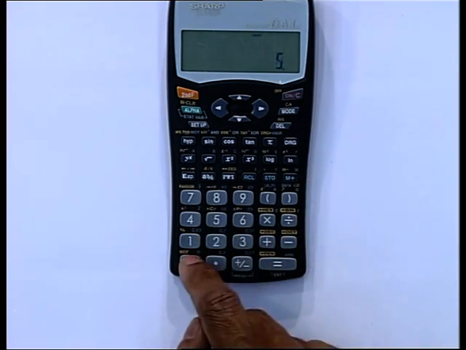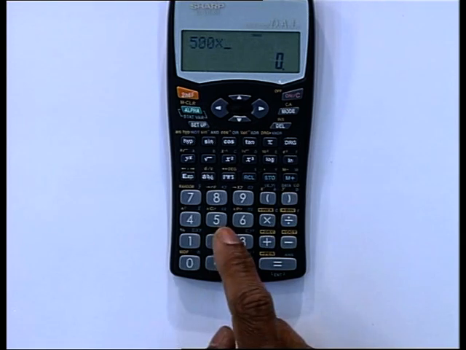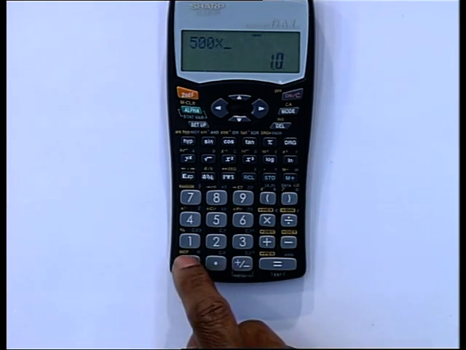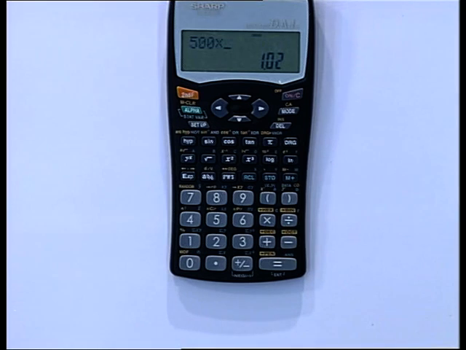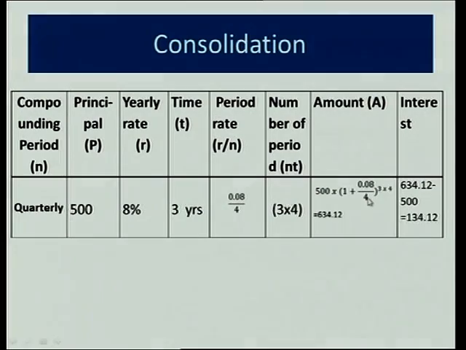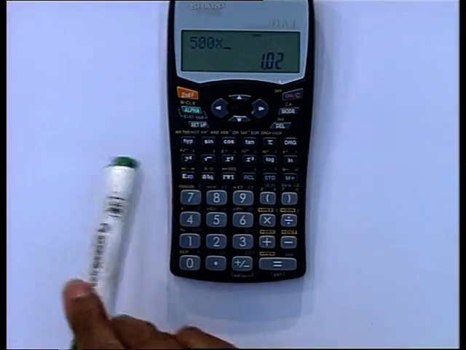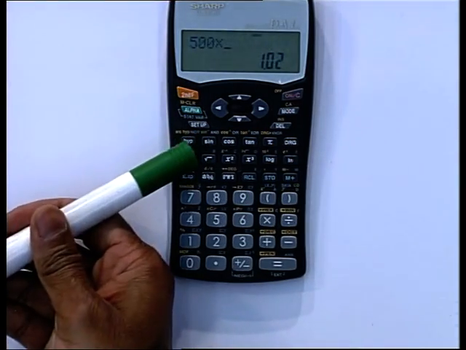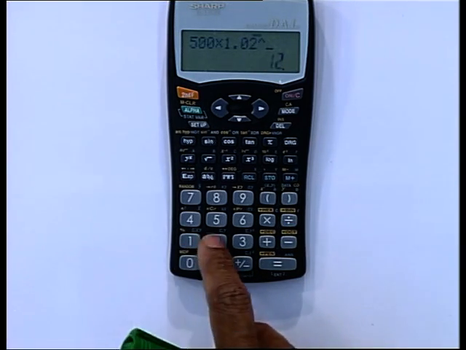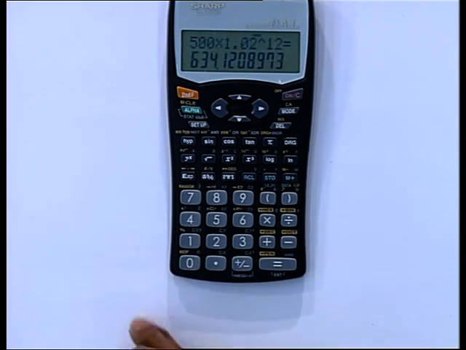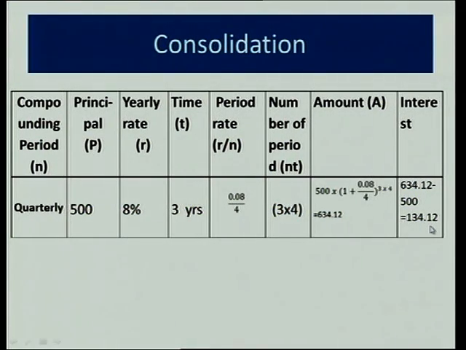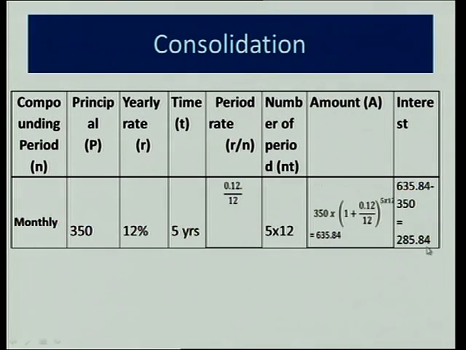So it's 500 multiplied by 1.02. Why is it 1.02? Because it's 0.08 divided by 4. And then we look for that function again, y to the power of x. And then we say 12. And the answer is 634.12. Interest would be 634.12 minus 500. 134.12 is our interest. We're not going to do the last one.